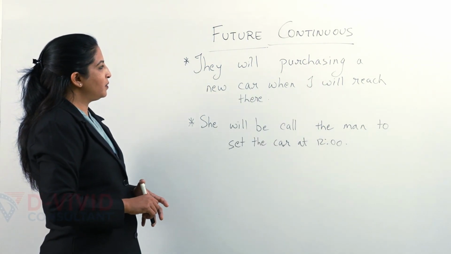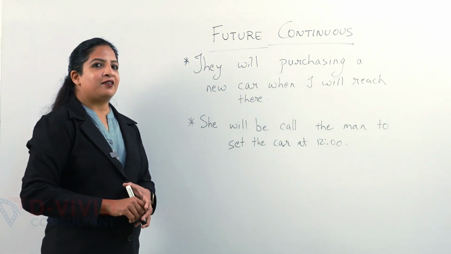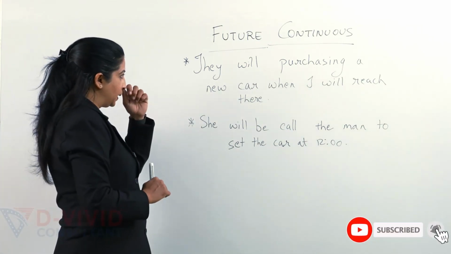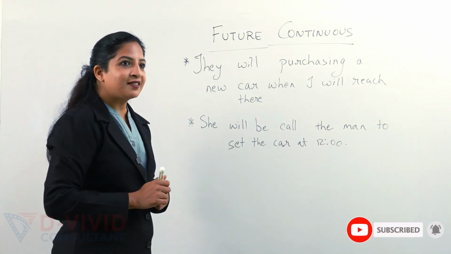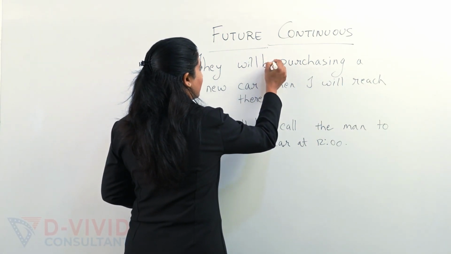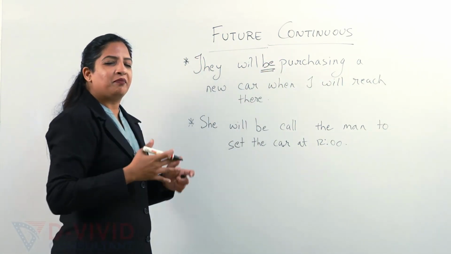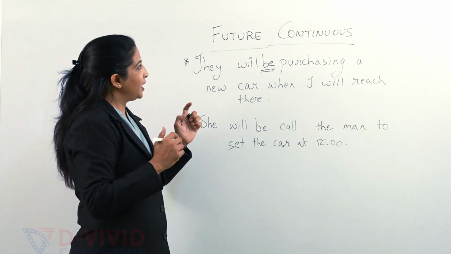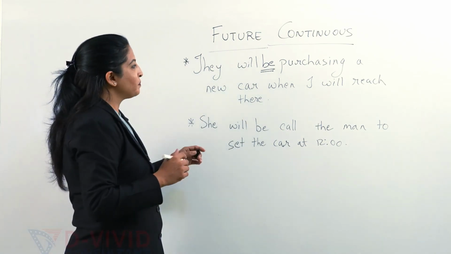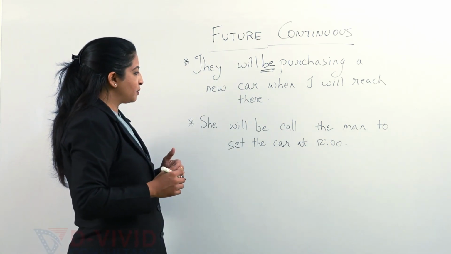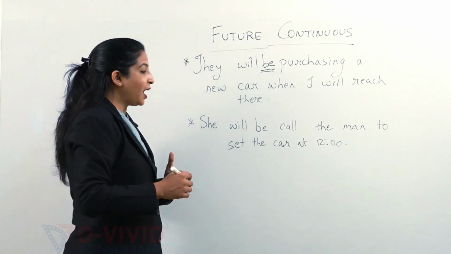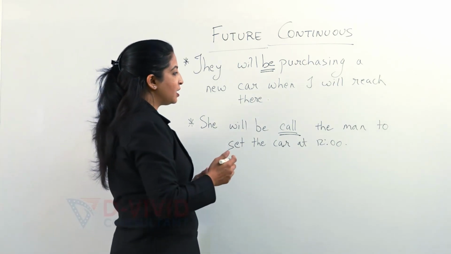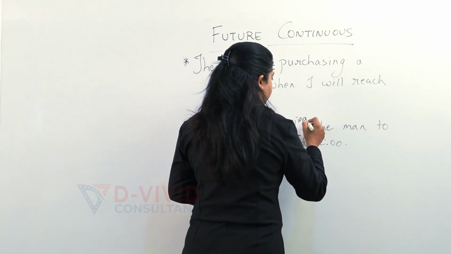Let's see, are you able to spot the errors in the two sentences? Make sure that you're also counting the number of errors that I've made. Okay, so how many errors did you find? Let's check them out. This first sentence, they will, what did I miss? Yes, I missed the be over here, one of the most important forms of the verb in future continuous tense. Apart from that, here, she will be, and I have written call, which is the first form. I have missed the ing form.